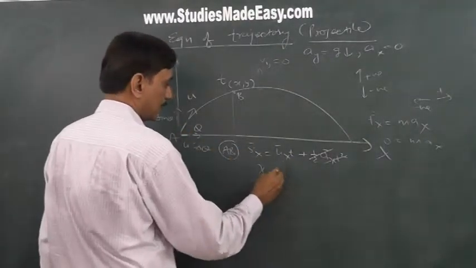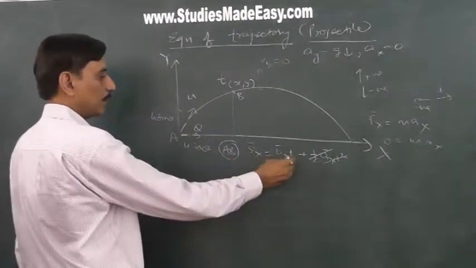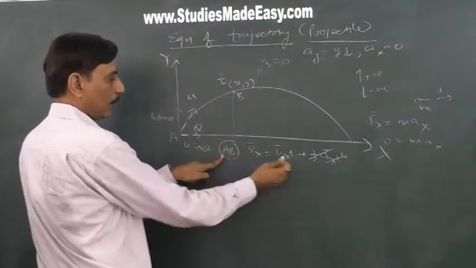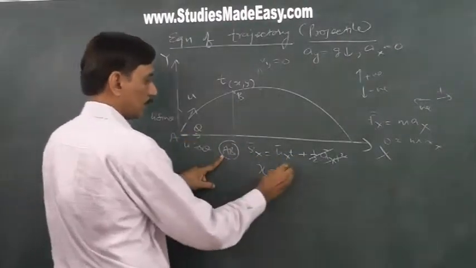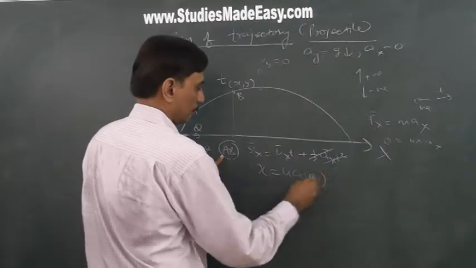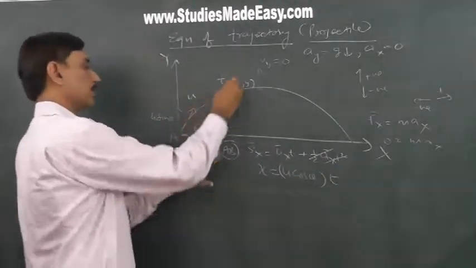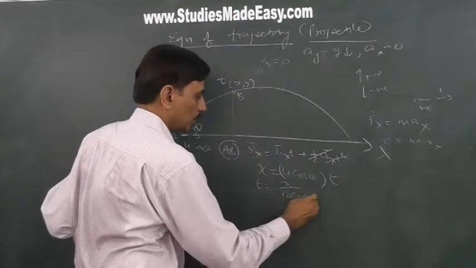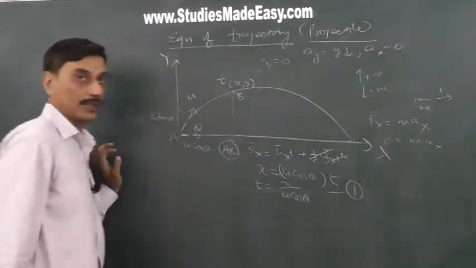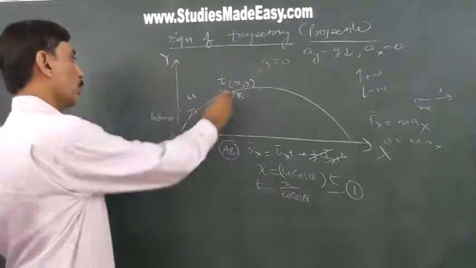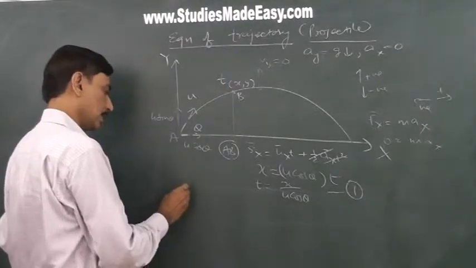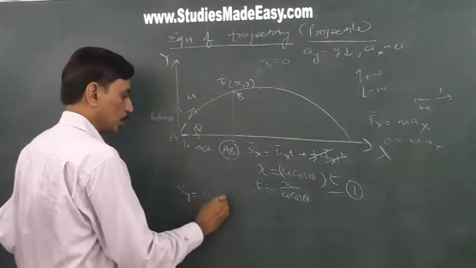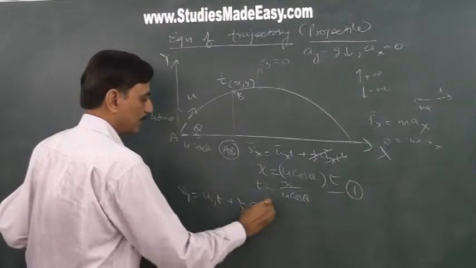What is Sx? X. Ux, the initial velocity, we are at A, along the x-axis is u cos theta. Suppose it takes time t from here to here. So t comes out to be x upon u cos theta. This I write as equation 1. Now along the y-axis, I write sy is equal to uyt plus half ayt square.